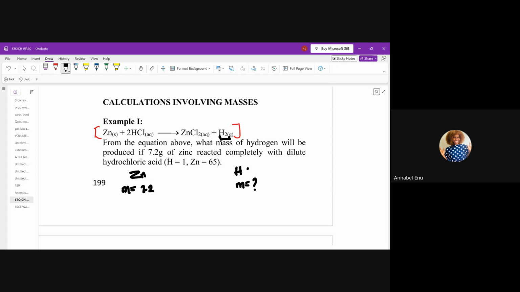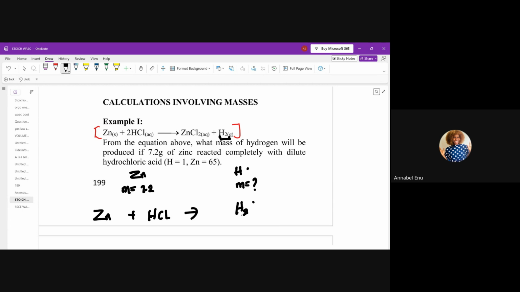So there can be a question like this where the balanced equation is not given to you. It's now left for you to do it because the question has already told you what and what is involved. The question says what mass of hydrogen will be produced. That means our hydrogen will be in the product, right? And then when zinc reacts completely with HCl, so we know that zinc plus HCl is going to be our reactant. Then we know that hydrogen is one of the things that are produced.